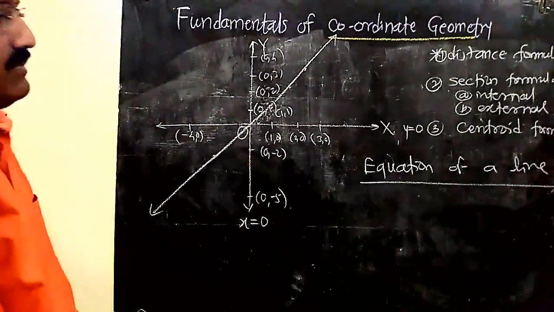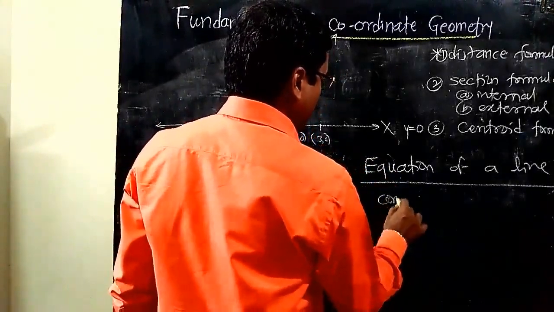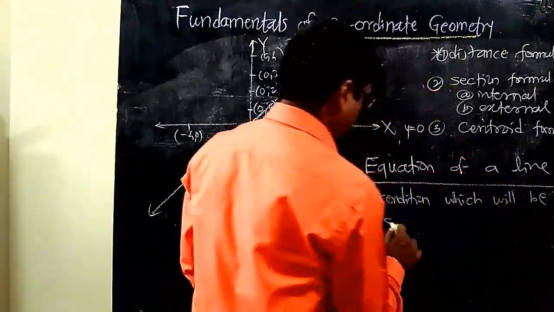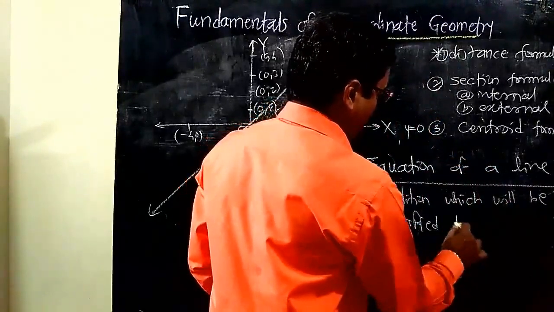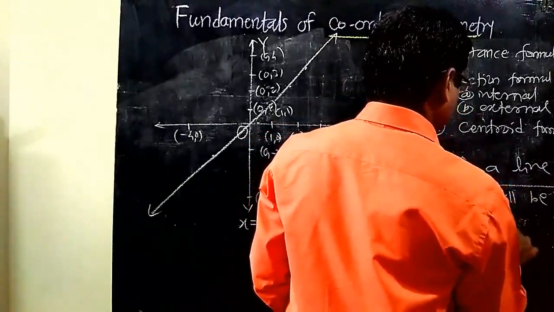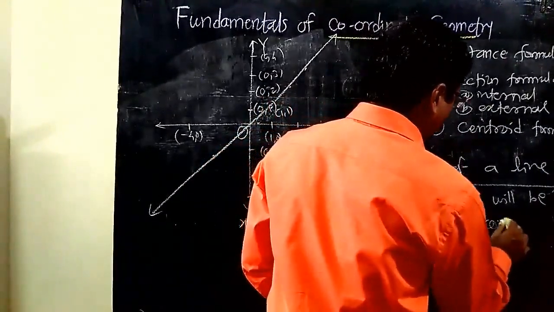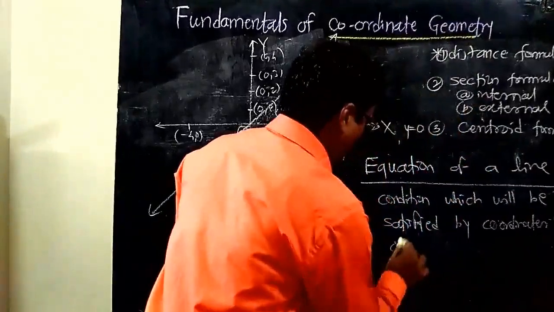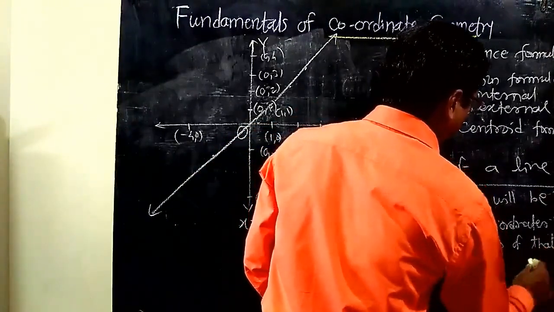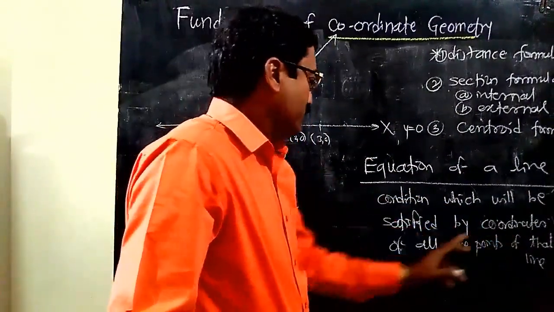So what will be the equation of the line? The equation of a line is nothing but an algebraic equation or condition. The equation of a line is nothing but the condition which will be satisfied by the coordinates of all the points of that line.